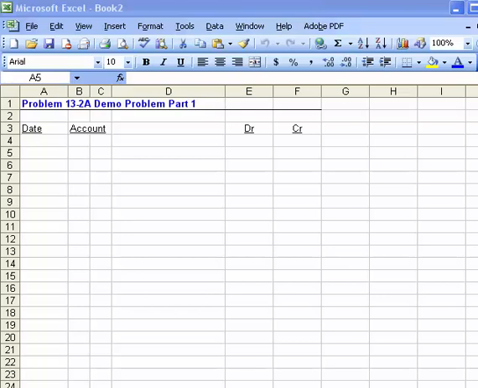Hi everyone. I'm going to take a moment now and work through problem 13-2A from your textbook on page 534. I'm going to work through problem 1 for you, and I hope this will be of some assistance.